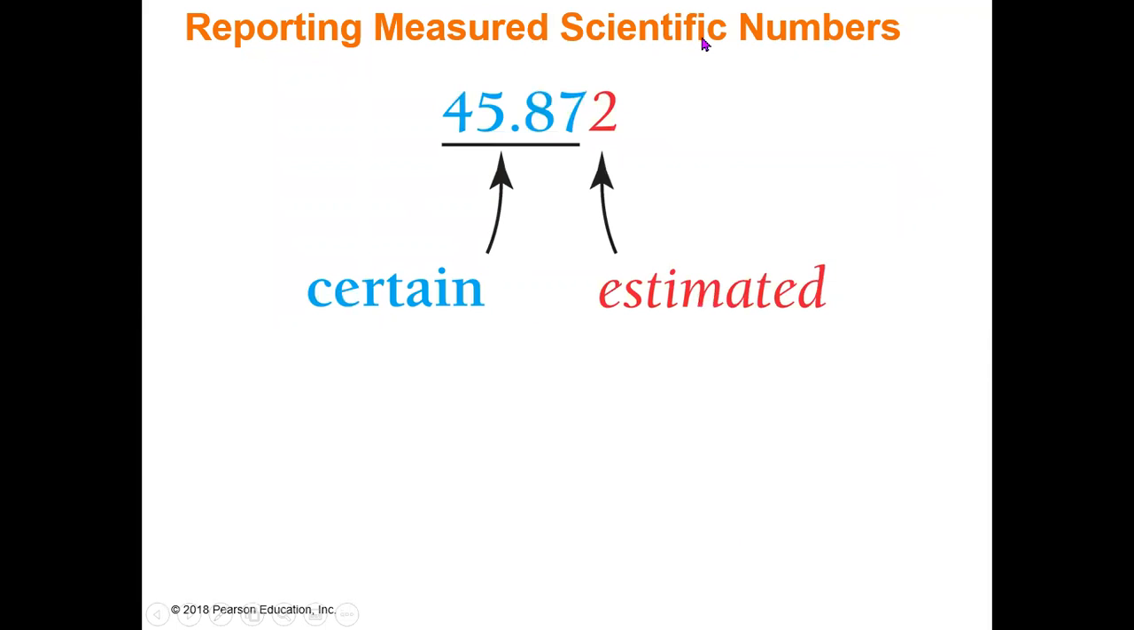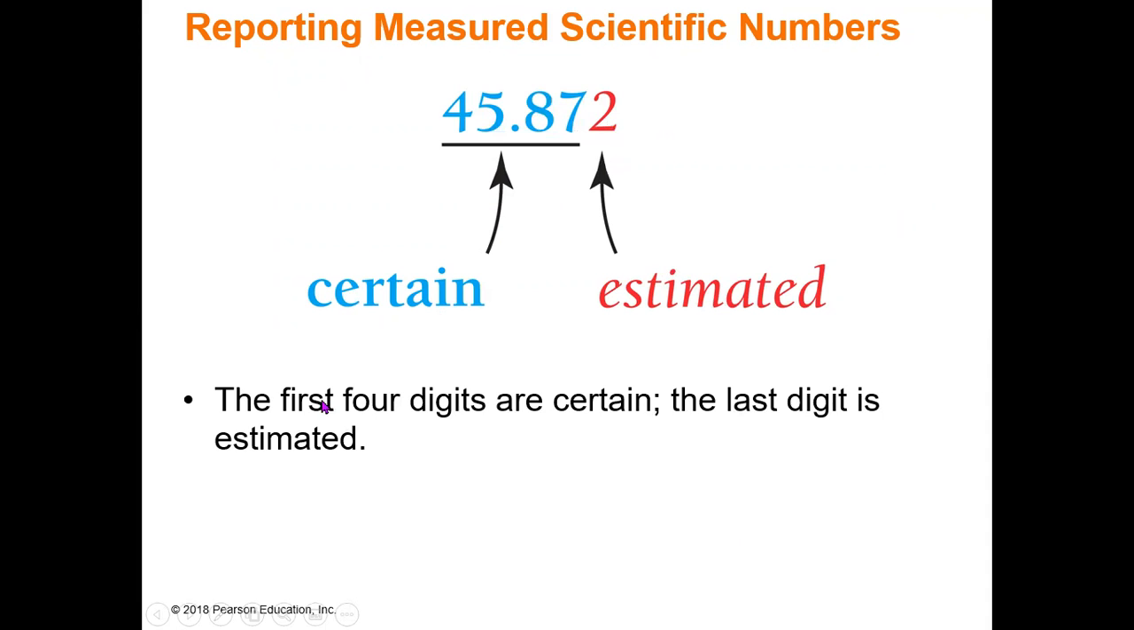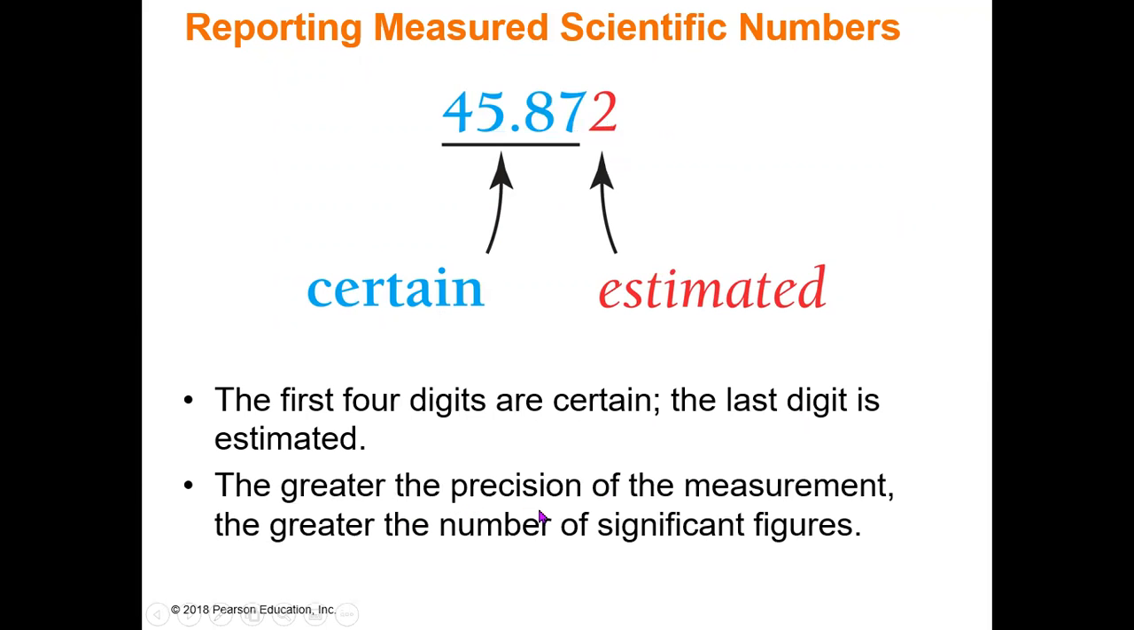Reporting measured scientific numbers. In this example, we have 5 digits, and the first 4 digits in blue are certain. The last digit in red is estimated, so therefore it's uncertain. The first 4 digits are certain, the last digit is estimated. The greater the precision of the measurement, the greater the number of significant figures.